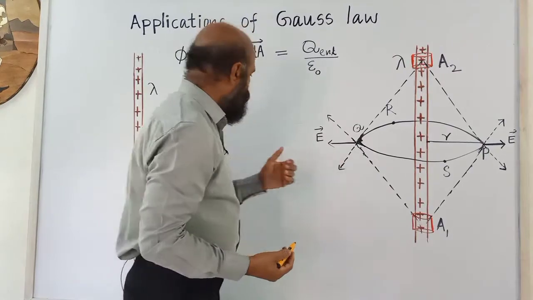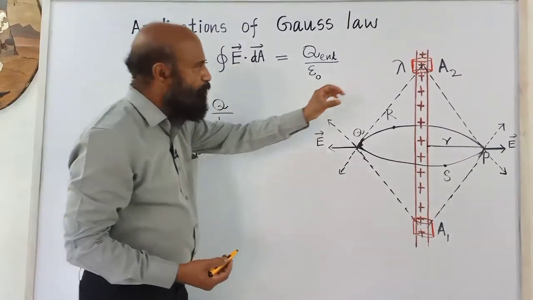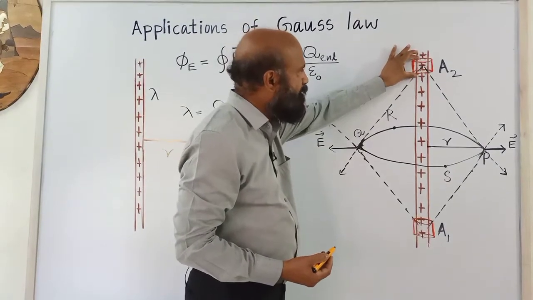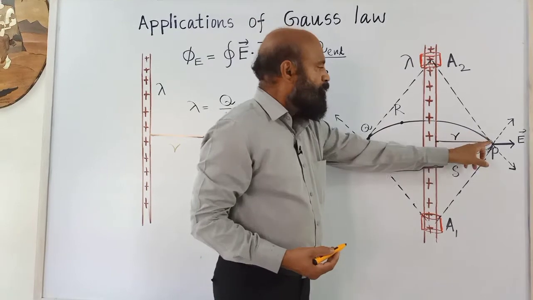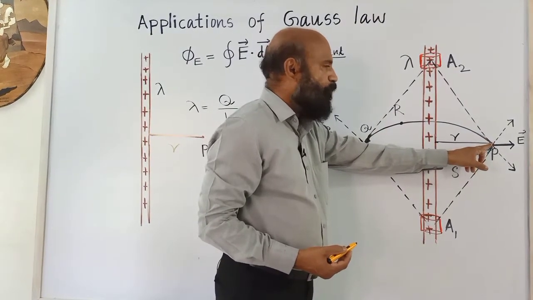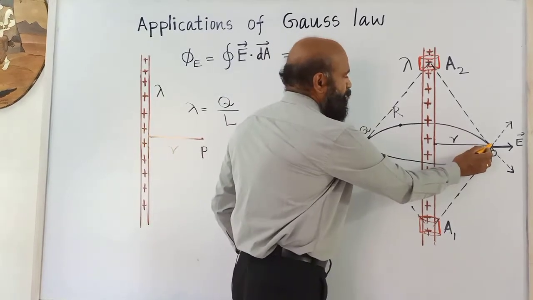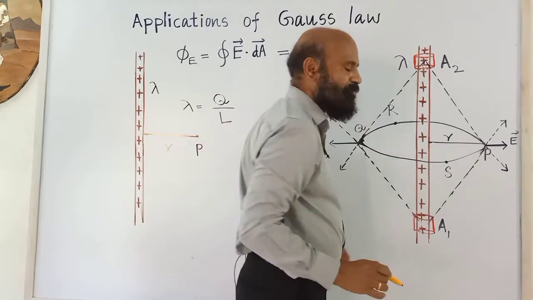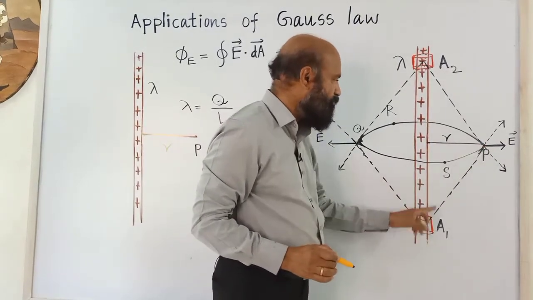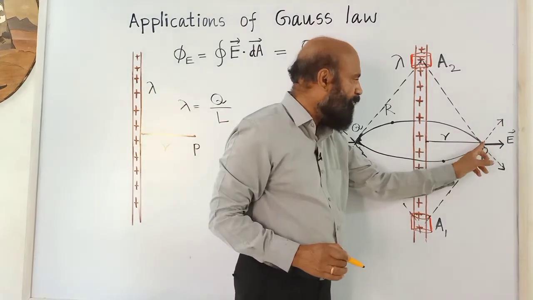Then to find the electric field at this point due to this wire, you consider two charge elements here and here. This is A1 and A2. This is the point where we have to find out the electric field intensity. Electric field here due to this charge element is acting along this direction. Electric field here because of this is acting along this direction. Resultant of these two will be acting that side.